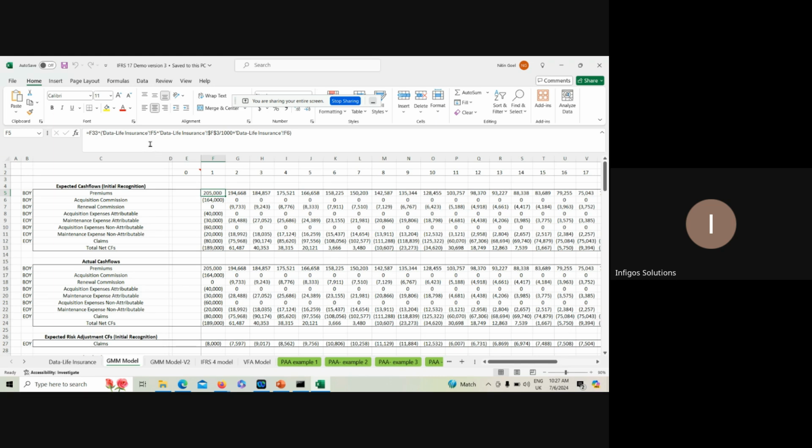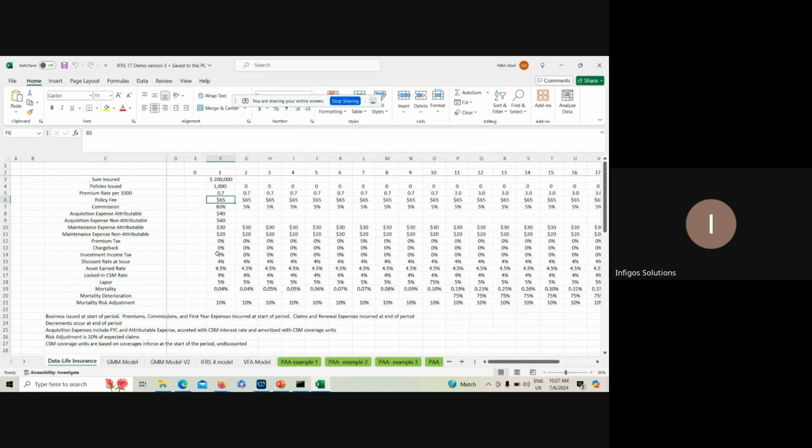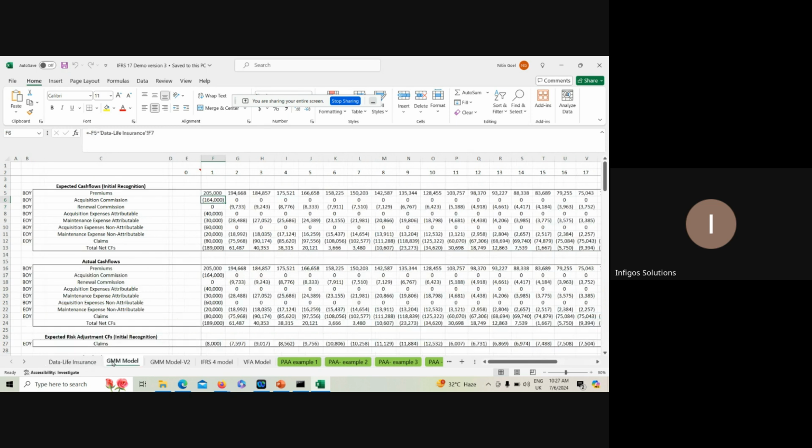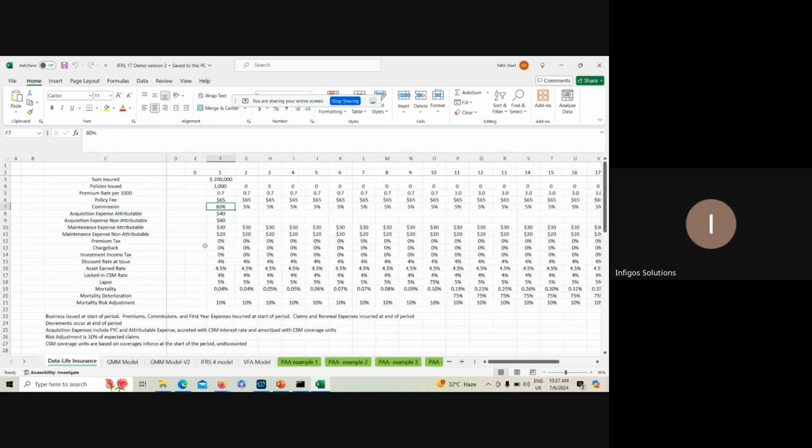So these are just applications of the formula here. Then I have acquisition commission. Acquisition commission will be 80%. It's 80% of F7 into F5. What is the amount, F7 in data life insurance tax? F7 is this, commission, 80%.